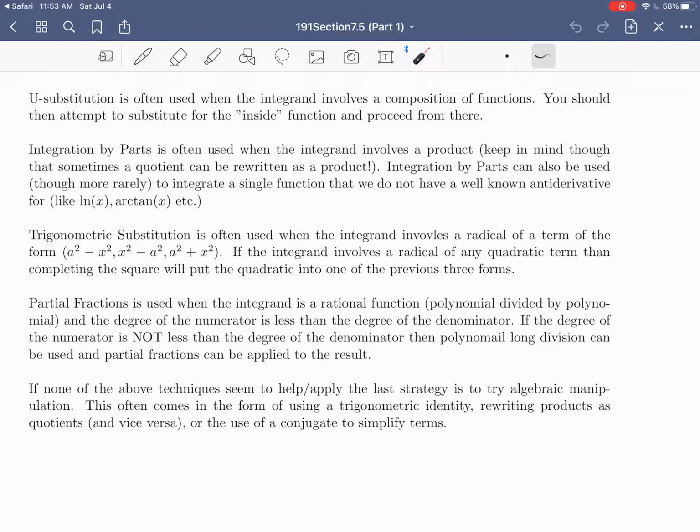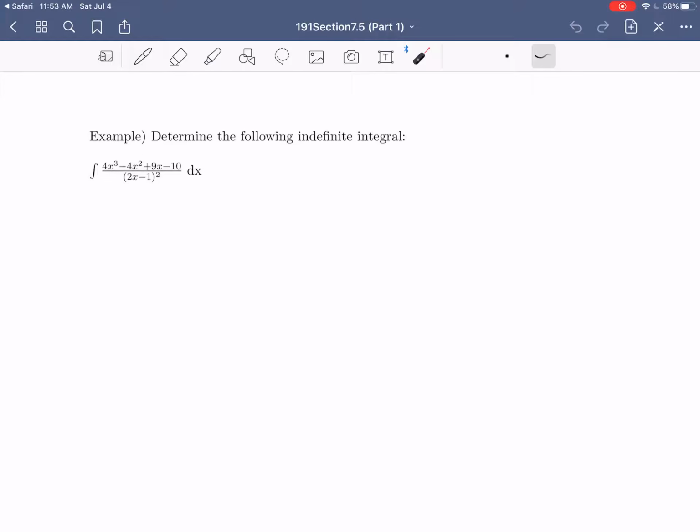Okay, so let's get into our examples here. We're going to try to do this one first. We want to determine the following indefinite integral: the integral of (4x cubed minus 4x squared plus 9x minus 10) divided by (2x minus 1) squared dx. So what do we notice about this? Well, the first thing we can notice is that this is rational. This is a polynomial up top and a polynomial on the bottom.